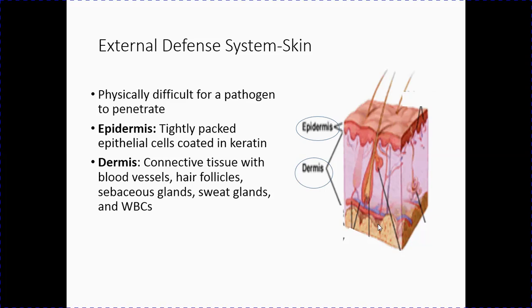epithelium, is connective tissue with blood vessels, hair follicles, sebaceous glands, sweat glands, and white blood cells included. The white blood cells that we're going to see here are what? They're essentially macrophages as a rule.